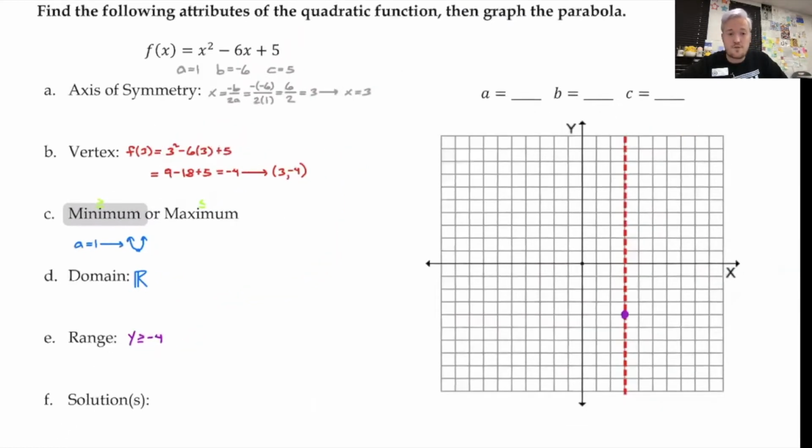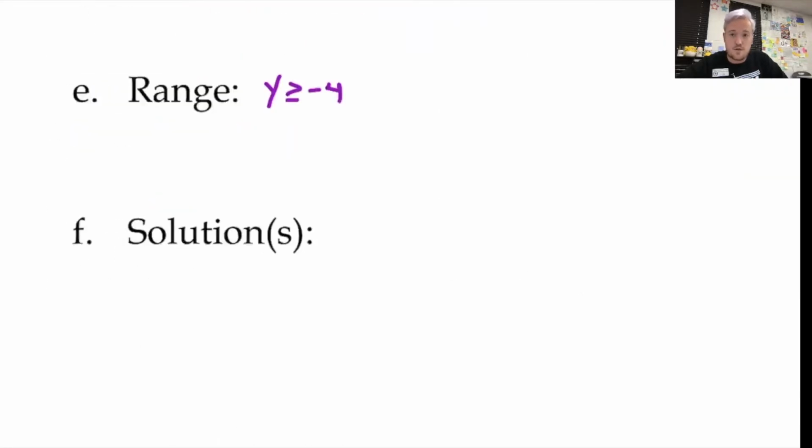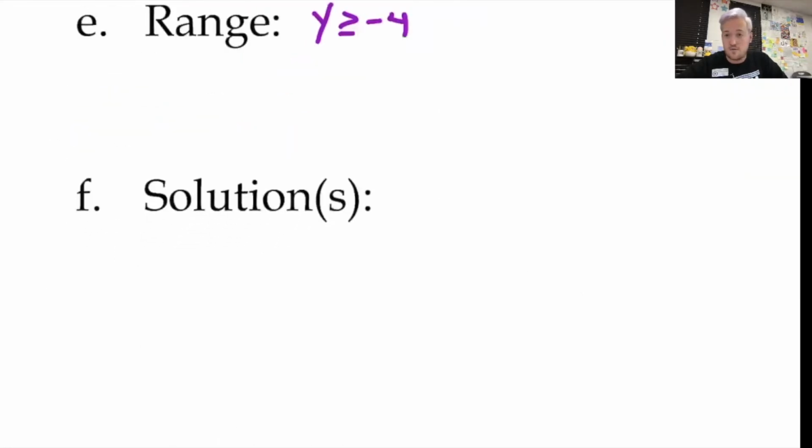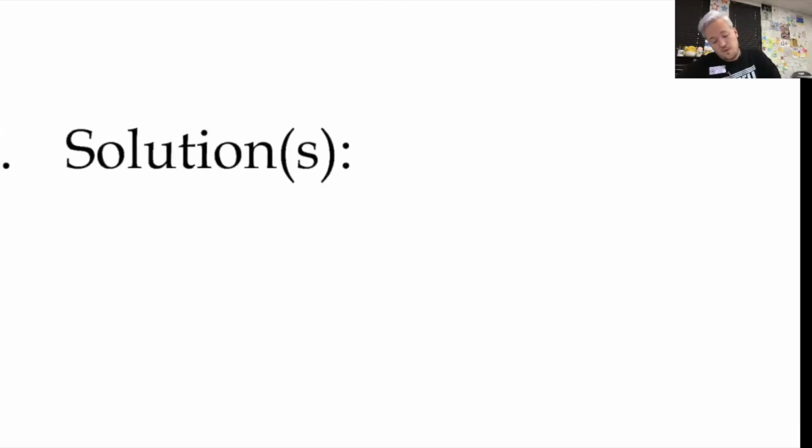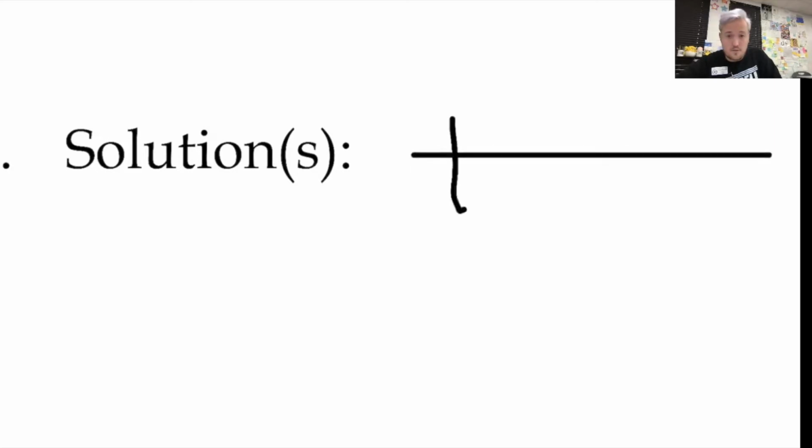All right, now for your solutions, this is where you could use the table in your Casio or your TI or whichever calculator you're using. For the solutions, I would say make a horizontal table or a vertical table, it doesn't really matter. I just say horizontal for the amount of room that you have.